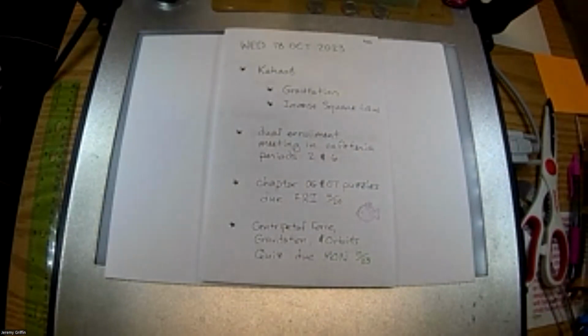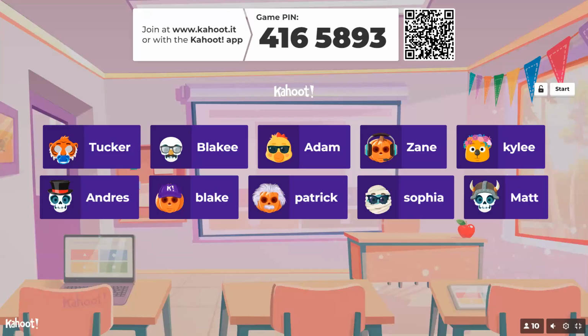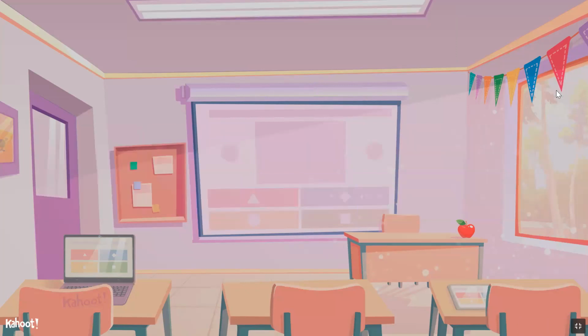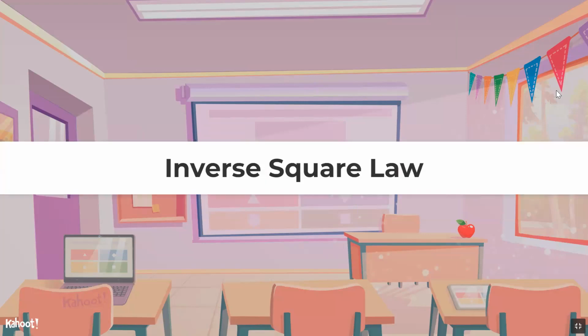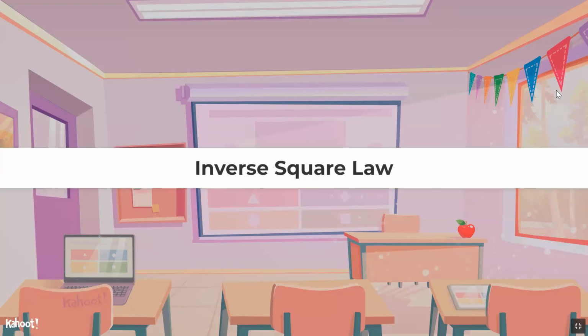All right, so with that, let's switch over and do Kahoot. So this is again inverse square law. Actually, 8 out of these 10 questions are inverse square law. Yeah, open notes. There you go. All right. And then here's the pin on the board. If you're about to hop in, there you go. Inverse square.